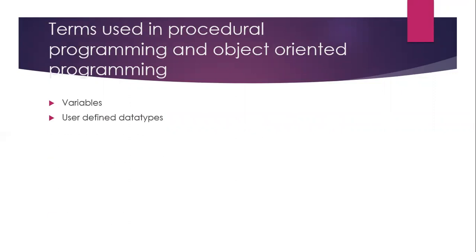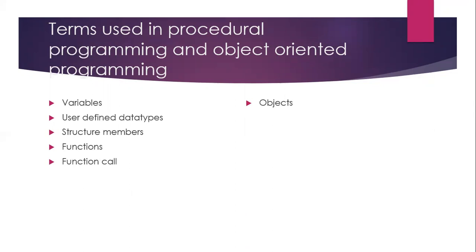What are the terms that we have already learned in the procedural programming language? That is, the terms that we are familiar with. For example, variables, user-defined data types, structure members, functions, and function call.